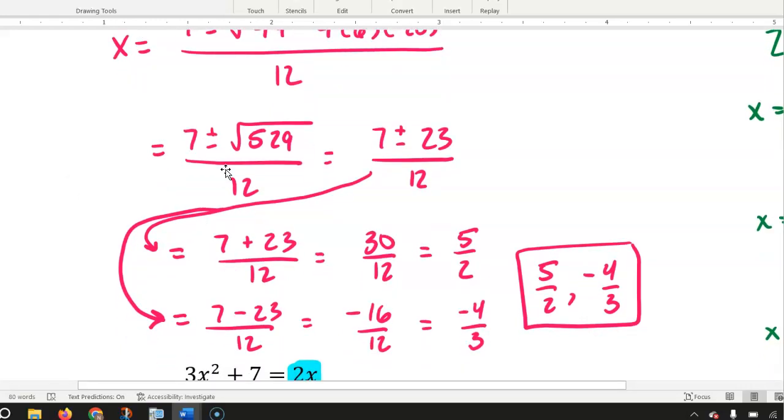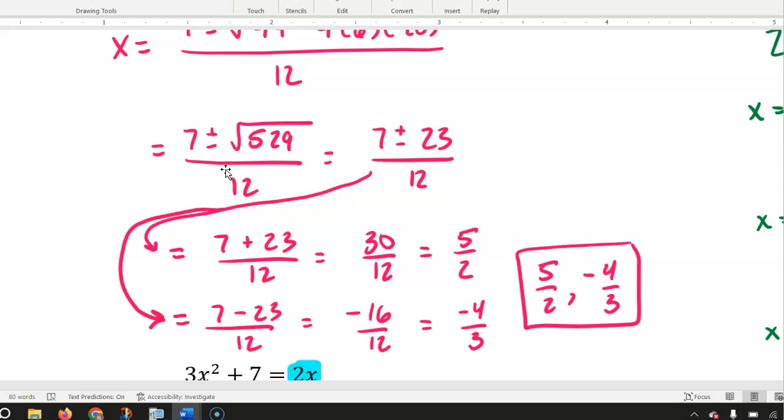So notice I have these arrows bringing us down here to the next steps. There's two answers that we're going to get: one when we take 7 plus 23, and the other when we take 7 minus 23. Those are like terms, so we can simplify this to get 30 over 12, which reduces to 5 halves. And 7 minus 23 would be negative 16 over 12, which reduces to negative 4 thirds.